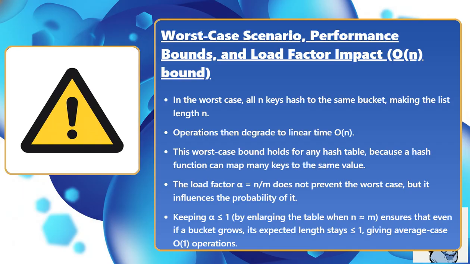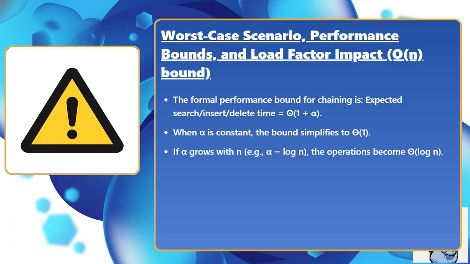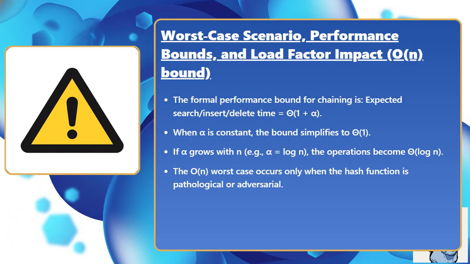The formal performance bound for chaining is: expected search, insert, delete time equals theta of 1 plus alpha. When alpha is constant, the bound simplifies to theta of 1. If alpha grows with n, for example alpha equals log n, the operations become theta of log n. The big O of n worst case occurs only when the hash function is pathological or adversarial.